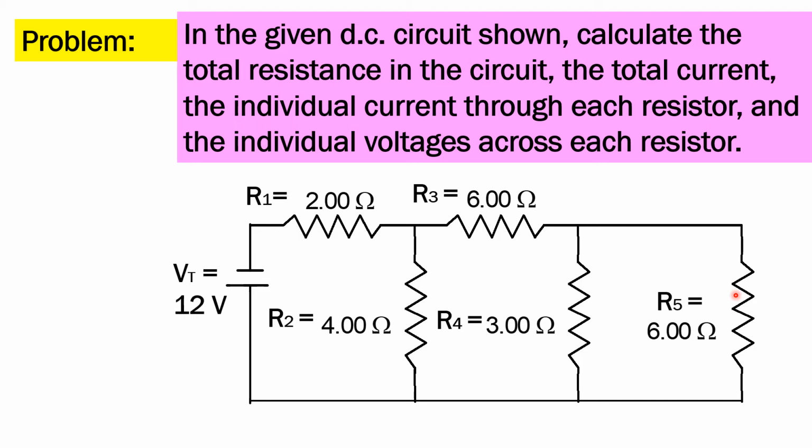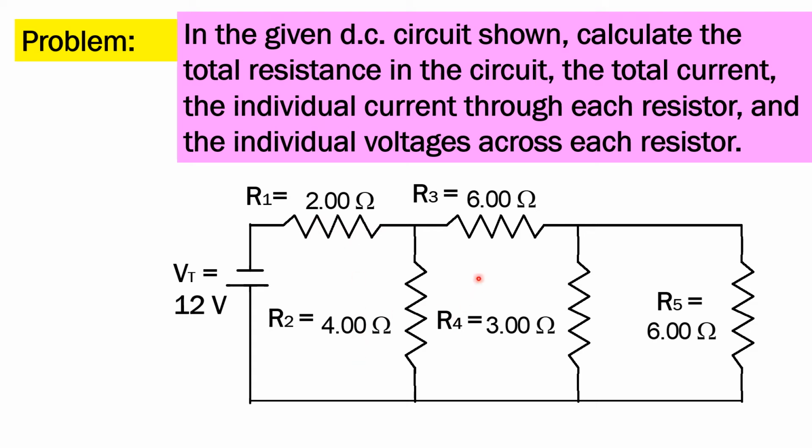In a circuit like this, as you can see, the resistances are connected in series and in parallel combination. For example, what can you say about R1 and R2? Are they connected in series or are they connected in parallel? The answer is neither. They are not connected in series, neither are they connected in parallel.